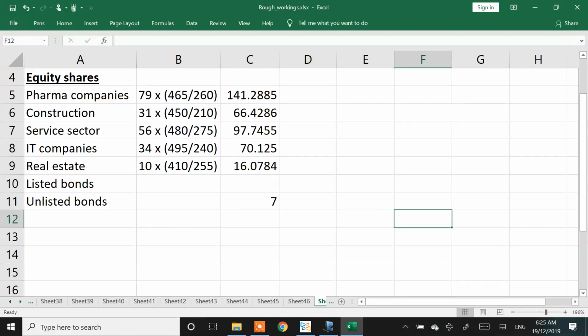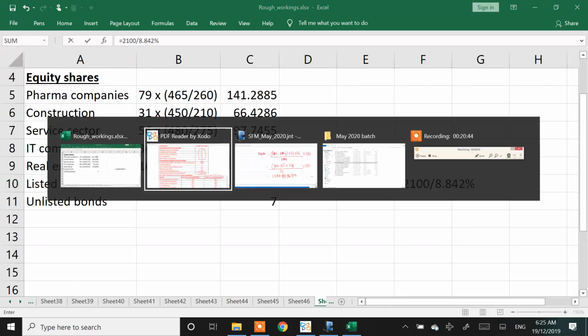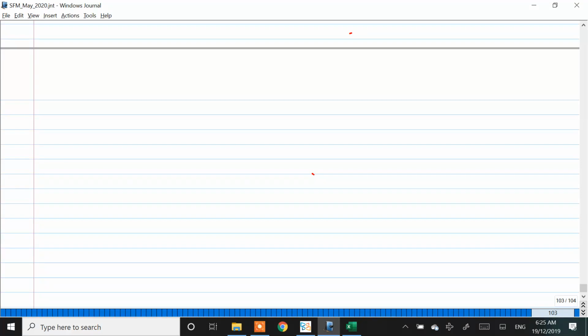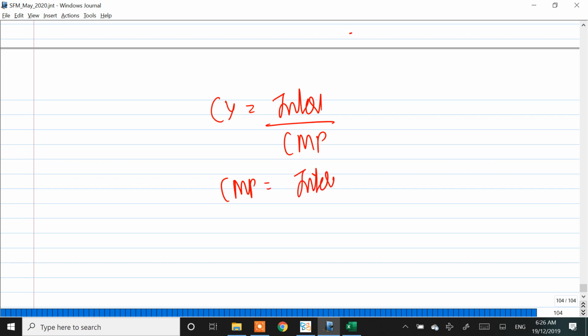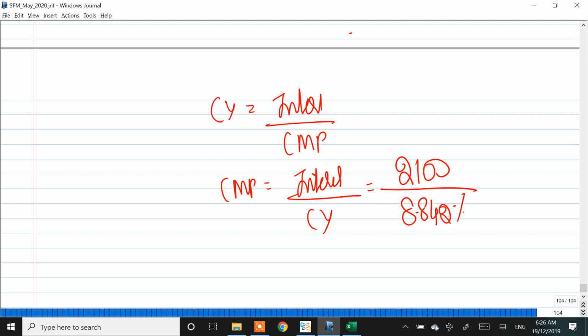2,100. Listen, one bond can pay 2,100 and one bond should ideally quote at 2,100 divided by 8.842%. You would have seen that current yield is equal to interest by current market price. That's the formula we would have used in bond valuation. Current yield is equal to interest by CMP. So CMP is equal to interest by current yield. Interest is 2,100 and current yield is, listen, I would have used this 8.842% in two ways.